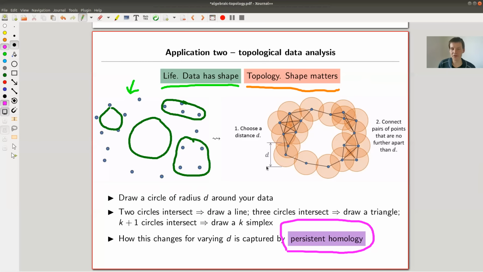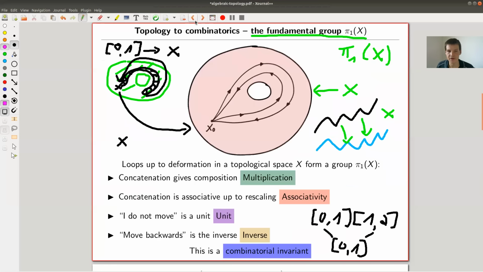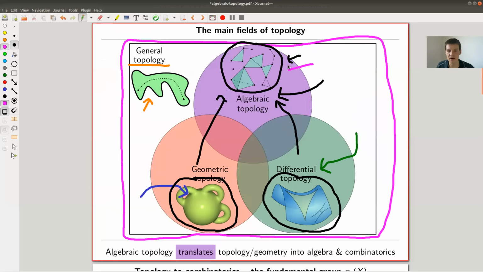And it roughly works as follows. You choose some radius and you draw a circle around all of those points, and you look at how the circles intersect. If, let's say, 2 circles intersect, then you would draw a line between them, something like that. You would do that for all points. Here's an example on the right-hand side. And then you get one of those objects here, right? So you get one of those objects, like this one.